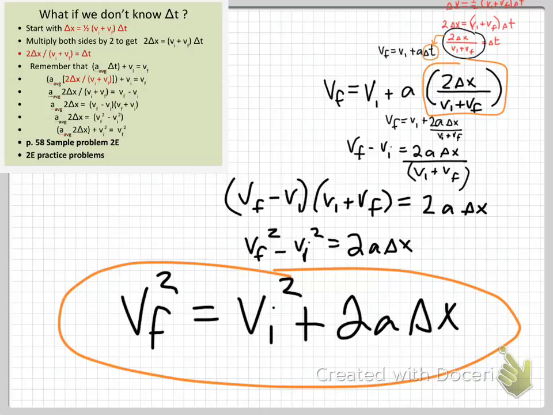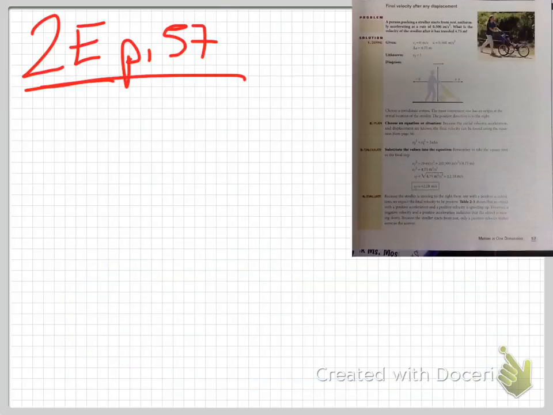Okay, that leads us, of course, to the 2E practice. Person pushing a stroller starts from rest, uniformly accelerating at a rate of 0.500 meters per second squared. What is the velocity of the stroller after it has traveled 4.75 meters?